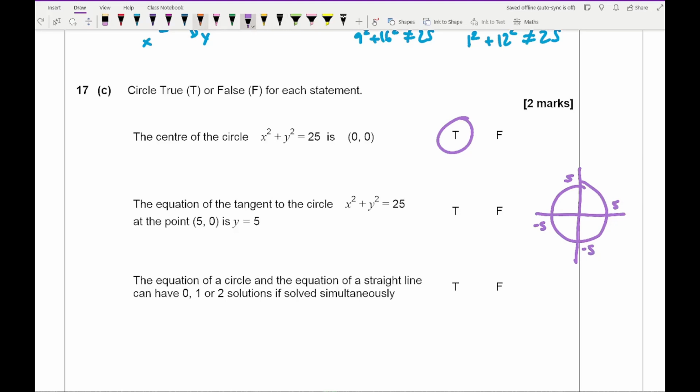And the point in question is (5, 0), which is this point here, and the tangent is going to be looking like that, and that is x equals 5, not y equals 5, so that is going to be false.